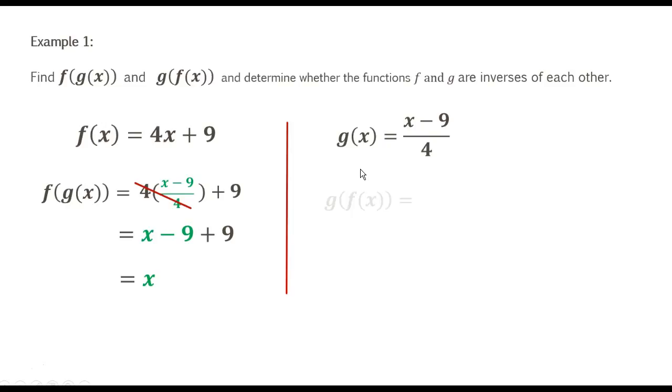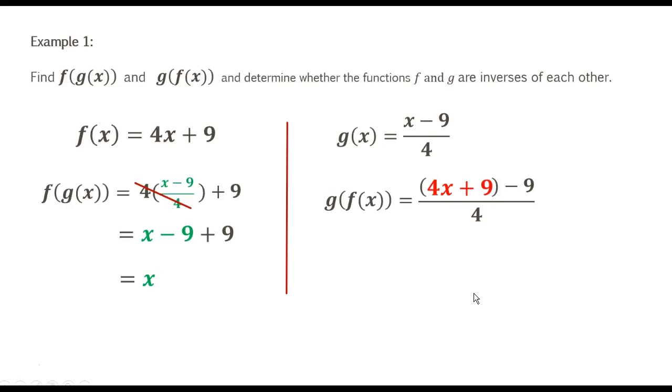Let's look at our g of f of x and see what we get. G of f of x means we take our g function, and everywhere there's an x, we're going to have to plug something into it. Well, what do we plug in? We plug in our f function. So our f function is 4x plus 9.